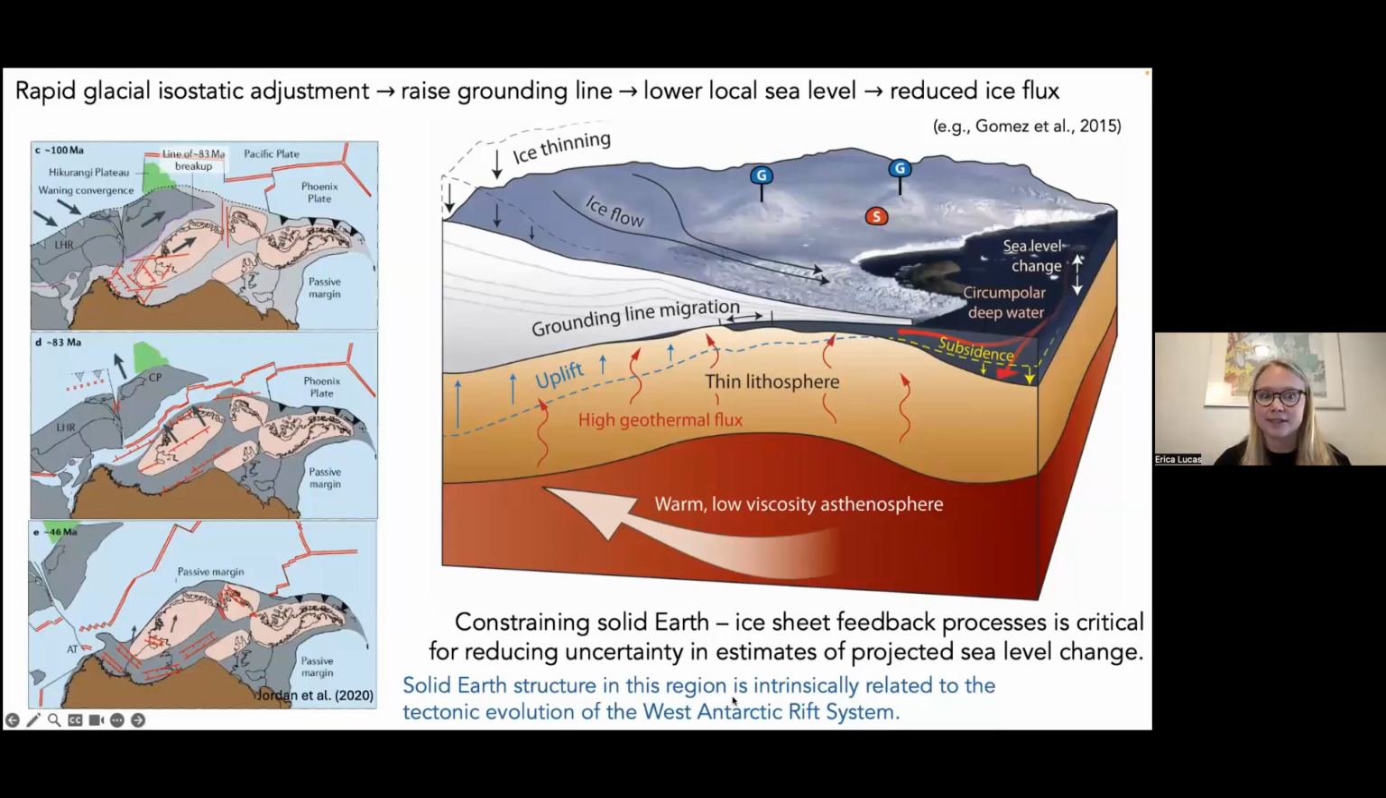And considering solid earth structure, which in West Antarctica is really intrinsically related to the tectonic evolution of the West Antarctic Rift System, will be especially critical for better constraining these future ice mass changes and sea level rise projections. And yeah, with that, I'll take questions.